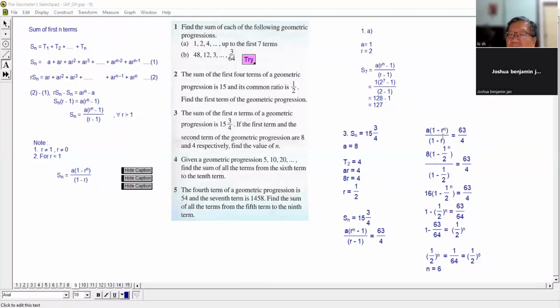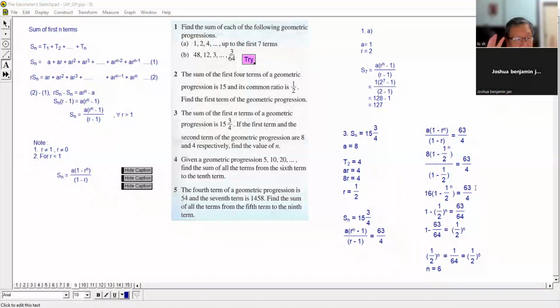I have to use the other one, the second formula, 1 minus R to the power n over 1 minus R. So I write down this formula. What is A? A is 8. R is 1 over 2. Sn is 63 over 4. Now, if you want to solve this equation, you have to move the numbers outside the bracket first. You don't open the bracket.